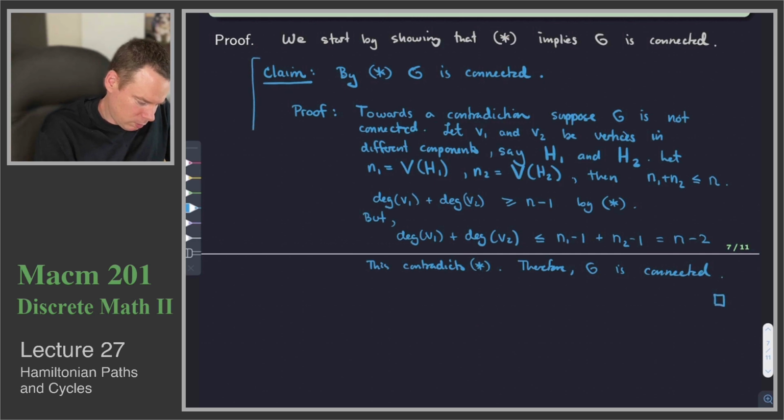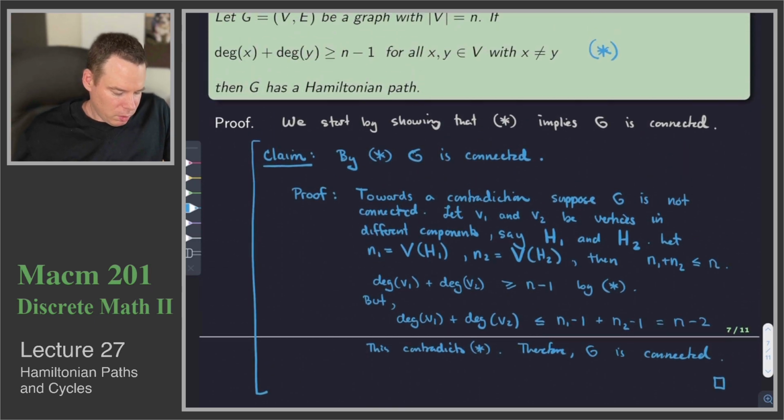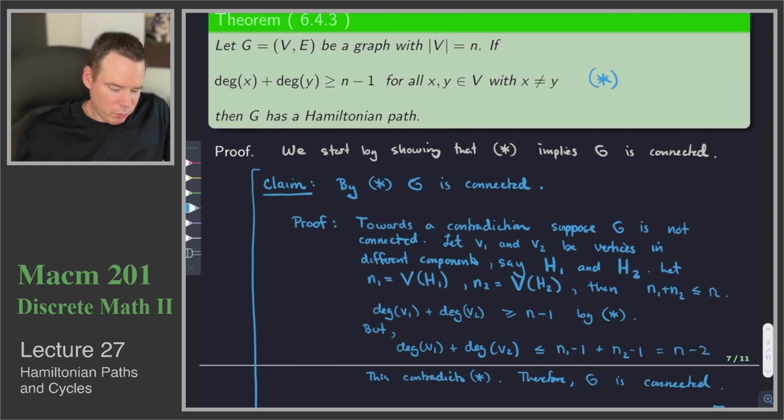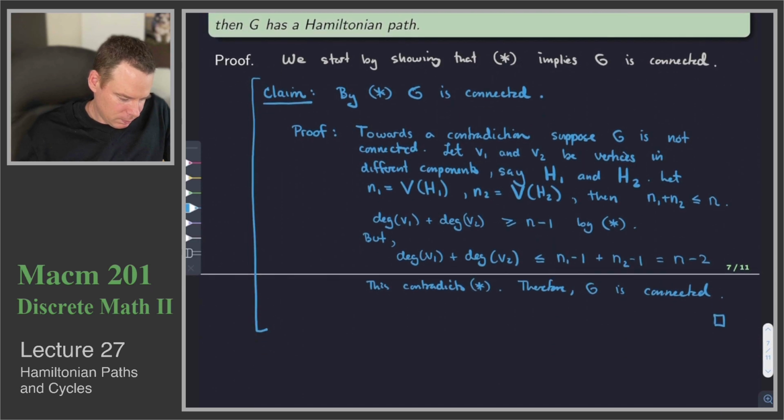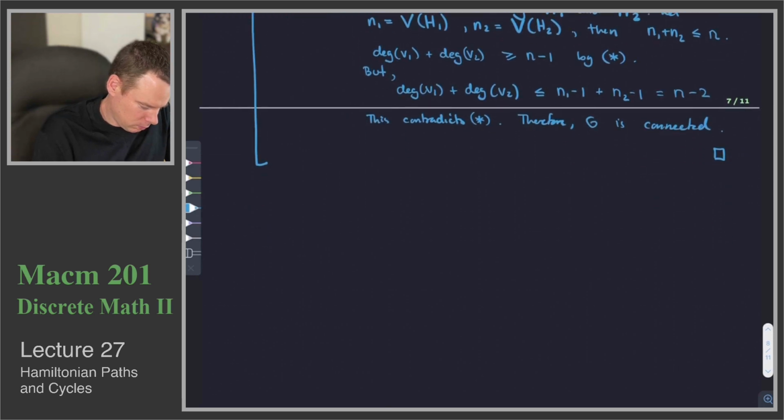Okay, so I'll put a little bar down here indicating that we started off our proof by showing some smaller result which is going to be useful for us. So we now know that G is connected. Now we're going to show that it has a Hamilton path.